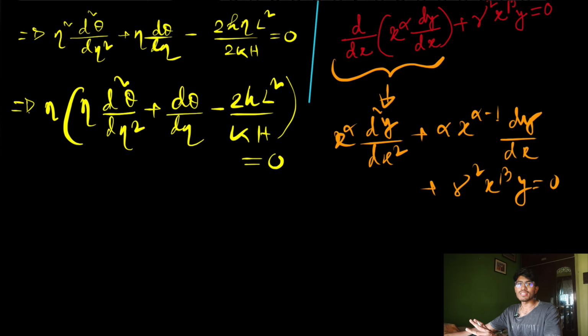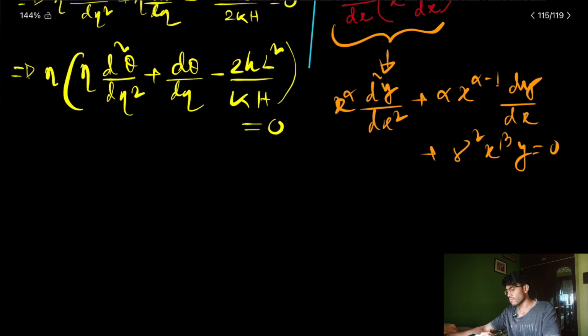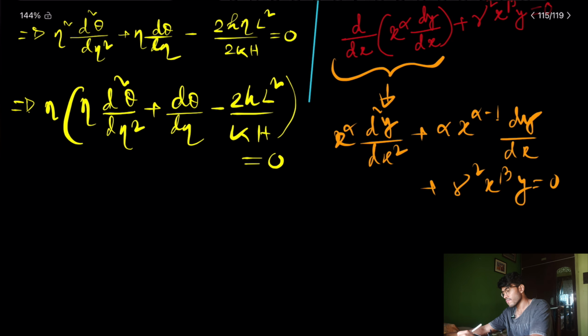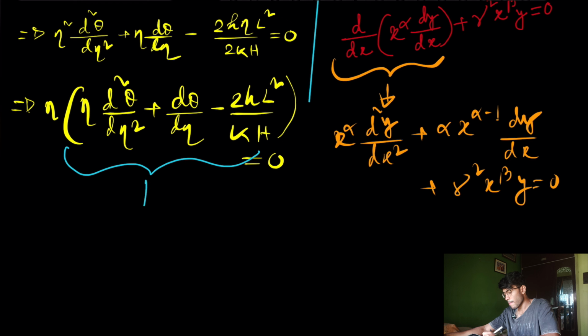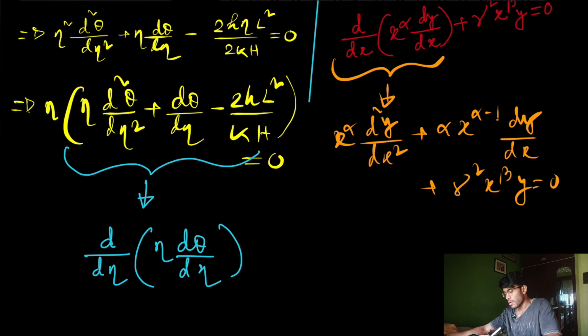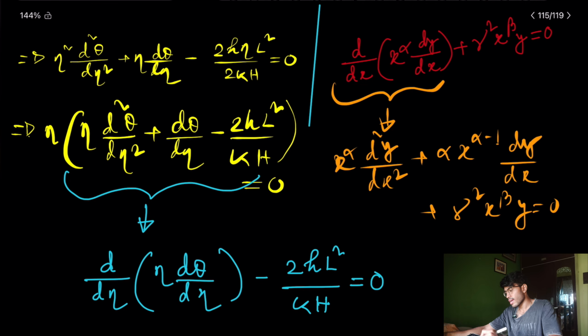That is, at that point I know my variable only. I mean at that point I know the temperature, because at that point I am given that my T is equal to T_B, T base, so I can take out that point from the domain. So now if you see this equation, then you will get d d eta eta d eta, minus 2h L square by kh equal to 0. So now you compare this and this equation.